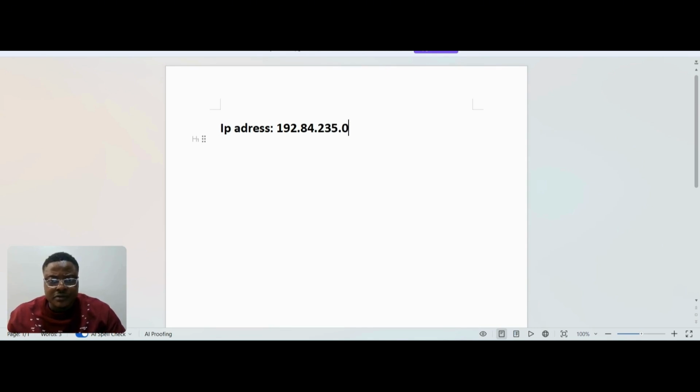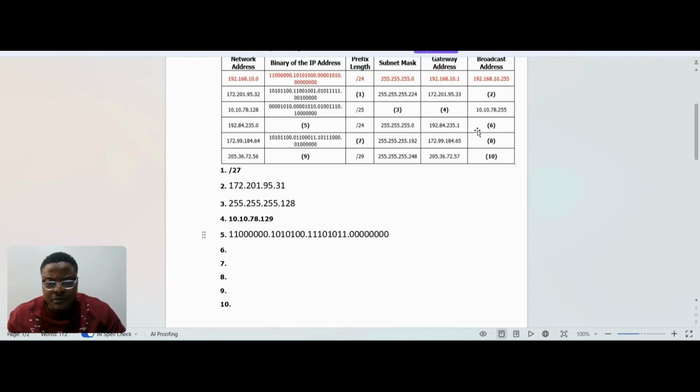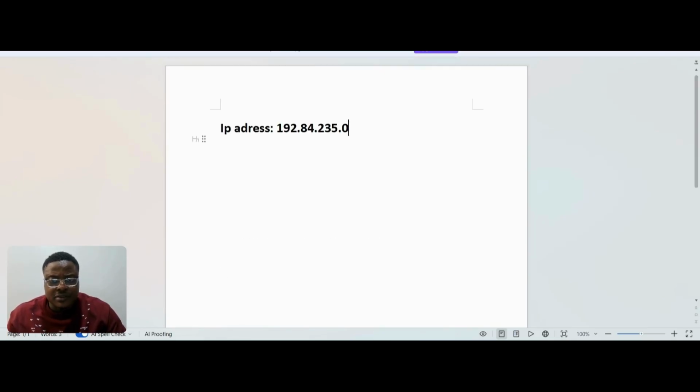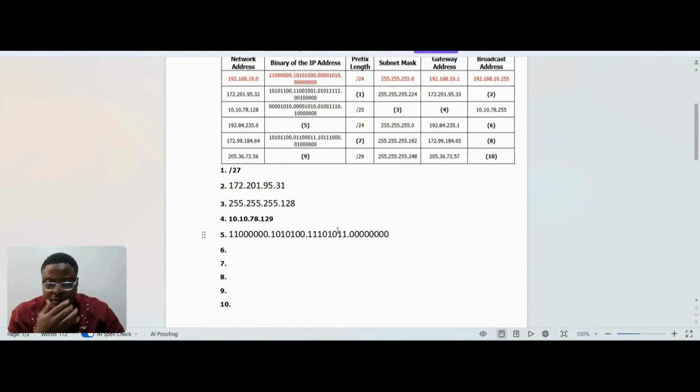192.84.235.0. That is the IP address. Then the subnet mask is 255.255.255.0, that is 255, 255, 255.